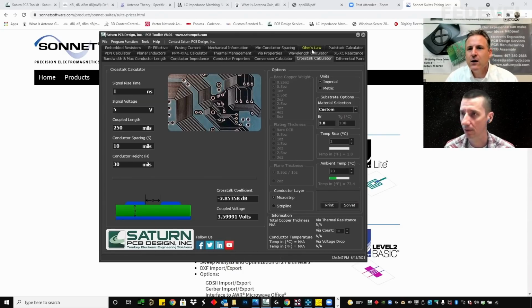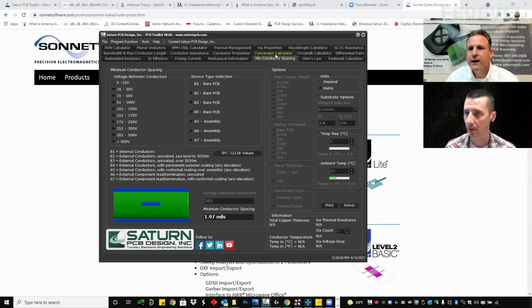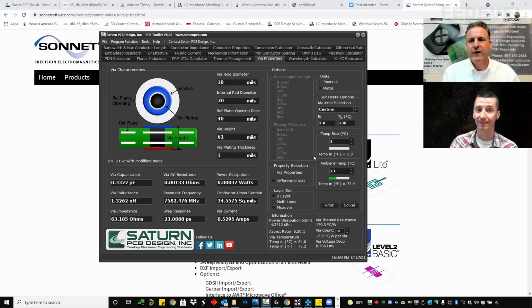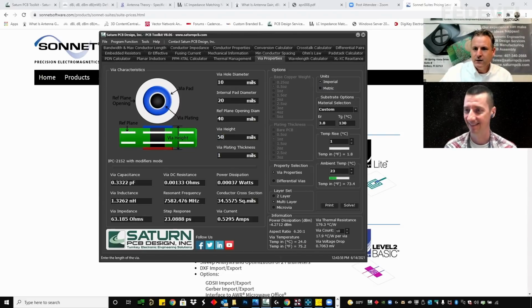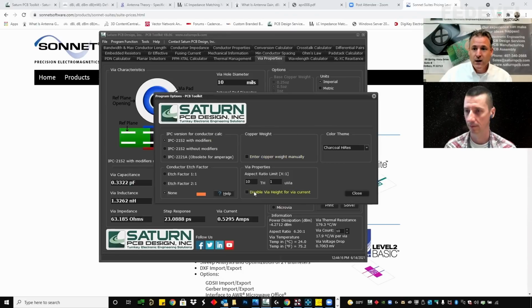I'll point this out. I'll go through a few of them here. The VIA calculator is actually my very first thing. I get dinged on this a lot. How the VIA height changes the VIA current down here. That is according to the IPC 2152. Because so many people have said this doesn't make any sense, and I probably agree with them, I'm not saying the 2152 is right. I give people the choice of disabling that.